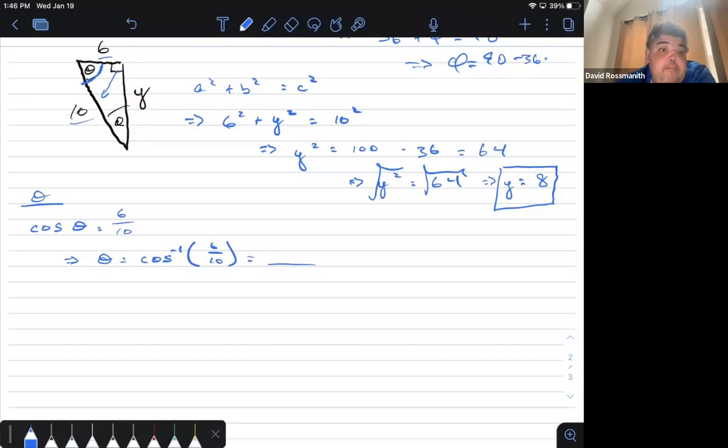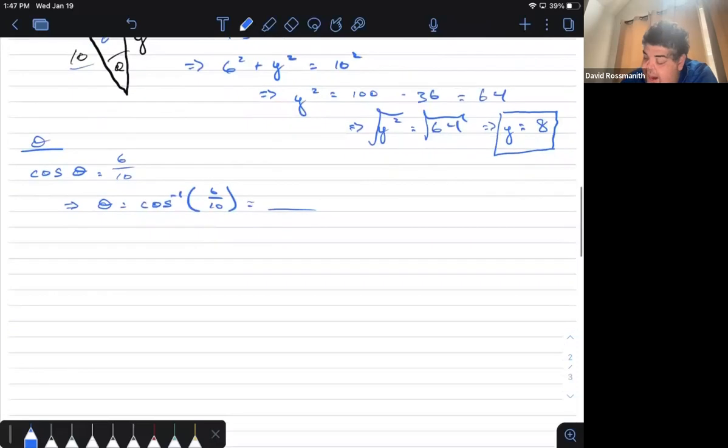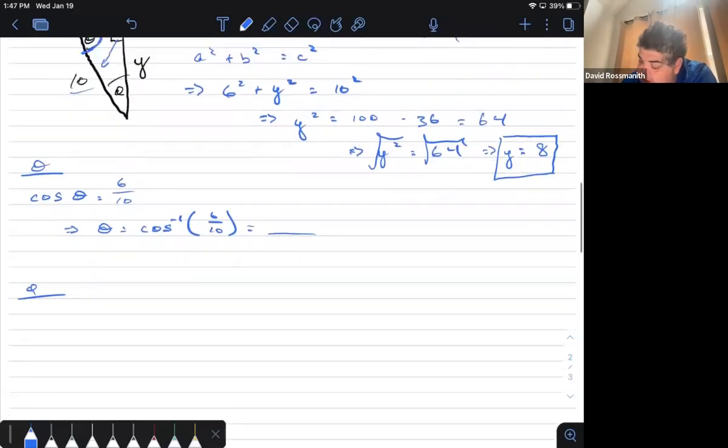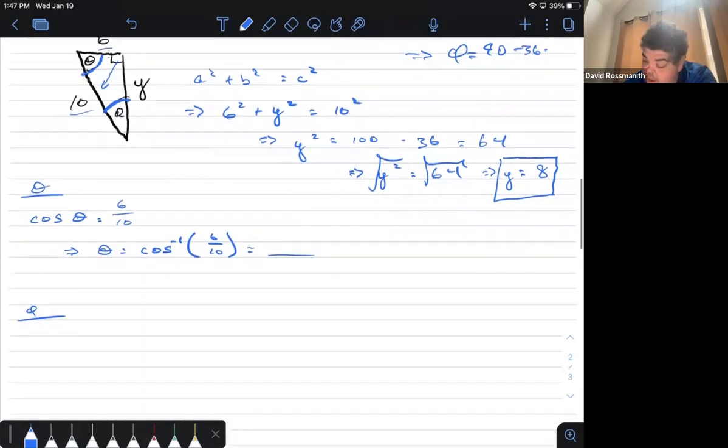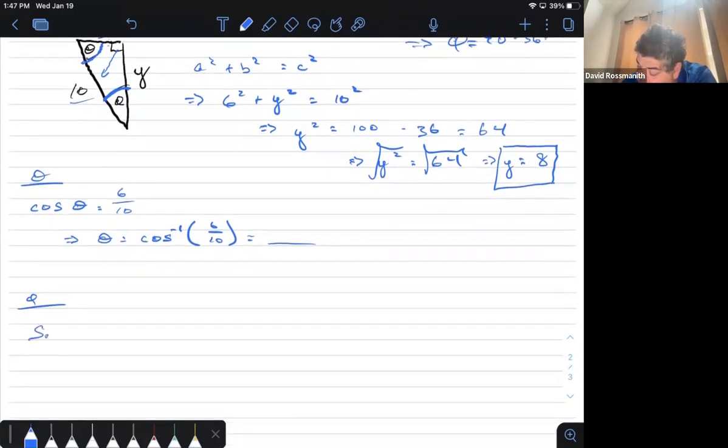Now, what about phi? Same thing with phi. I could do the 180-degree trick, or I could do the trig functions. Let's do trig, just to practice them. So for phi, what do we know? Let's look at phi. So here's phi. The 6 is the side opposite to that angle, and the 10 is the hypotenuse. So now I need opposite and hypotenuse. So that tells me sine. So I'm going to say sine of phi is 6/10.